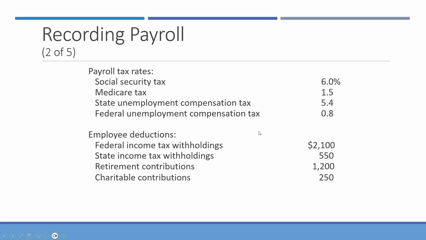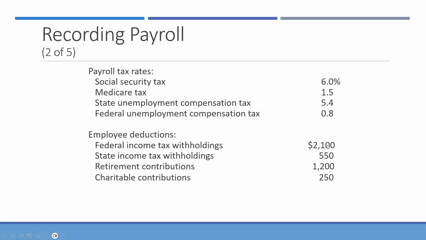So in this example, we have 25,000 and 10,000. And so Social Security tax is 6%, Medicare tax is 1.5%, state unemployment is 5.4%, and then federal unemployment is 0.8%.